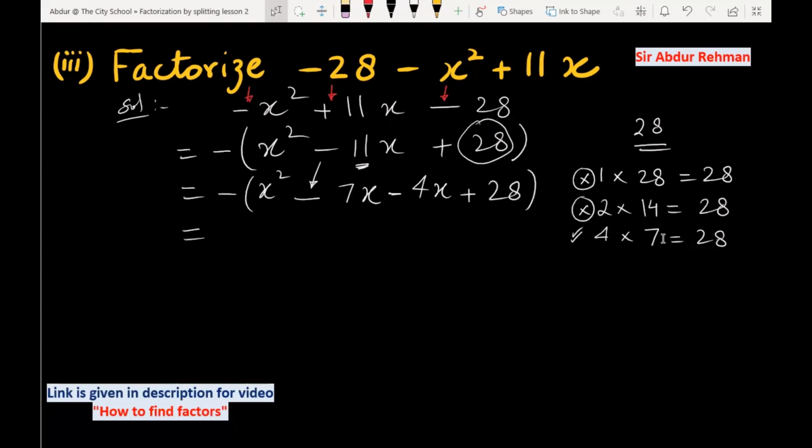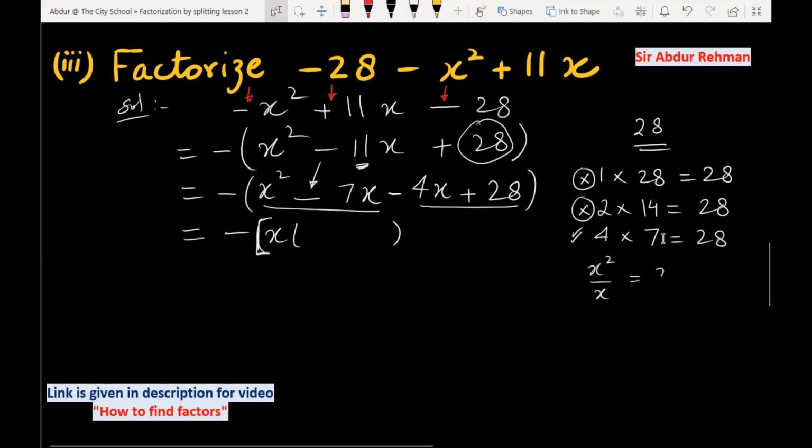By grouping. There are two groups here. x is common in the first group. x square minus 7x, x is common here. Now what is the value in the first bracket? You have to divide x square by x. It will be x. Write down x. And in the next step, you have to divide minus 7x by x. x cancels, 1, 1. This is minus 7. So write down minus 7.